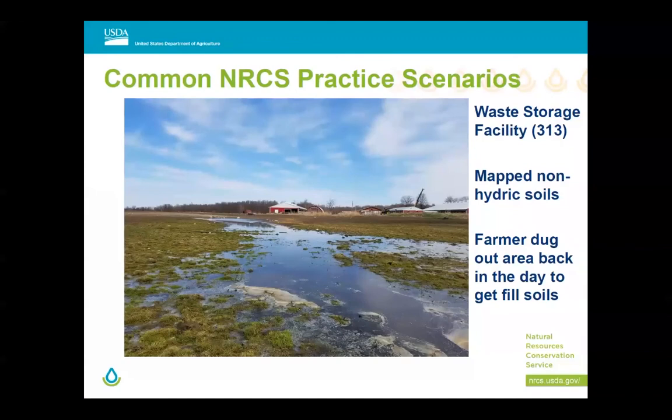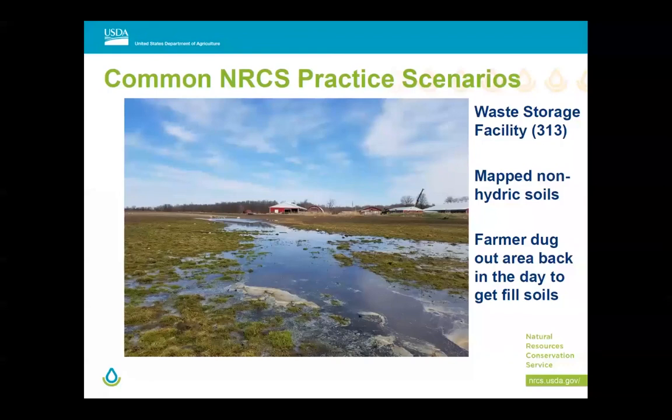So there are a lot of edges of fields, odd spots that have been dug out and impacted, and areas around a barnyard complex that have just been hammered by farming activities. So again, look at the off-site data, but when you're in a field on site, bring an auger, bring a shovel, dig around, look at things, and you might find that this isn't a wetland at all.